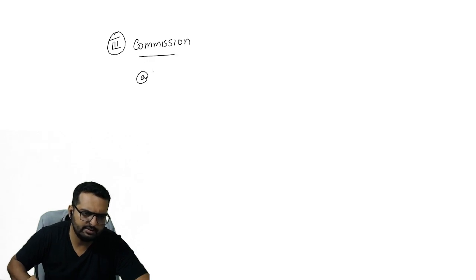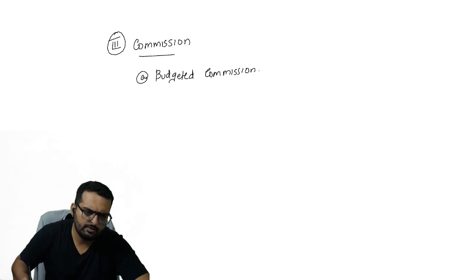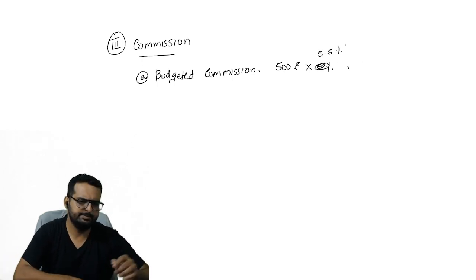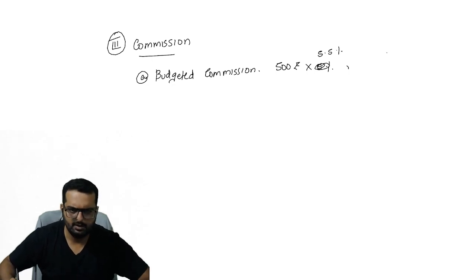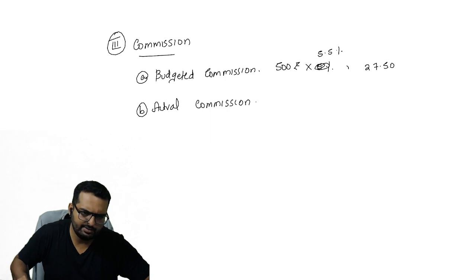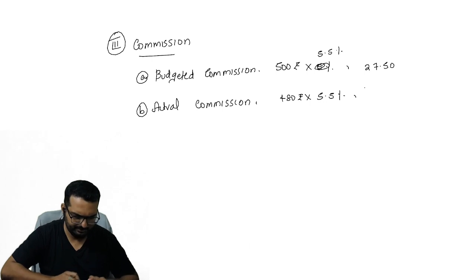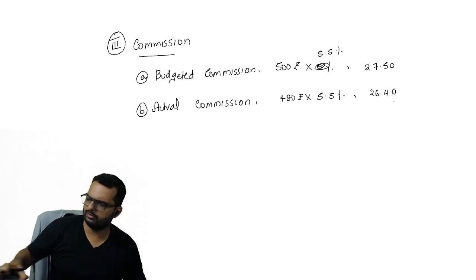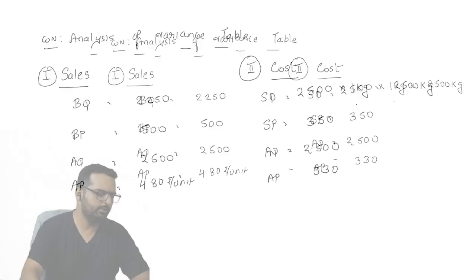So these two things we can do, and the third one will be commission. Commission we can just have like this. We can have a budgeted commission. That was 500 rupees was the selling price. On that you had 5.5%. So do you get the answer as 27.5? Whereas the actual commission will turn out to be 480 rupees into 5.5%, 26.4. Just write down this also in your books. Then we will do the remaining solving together.